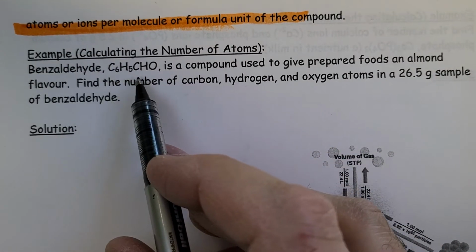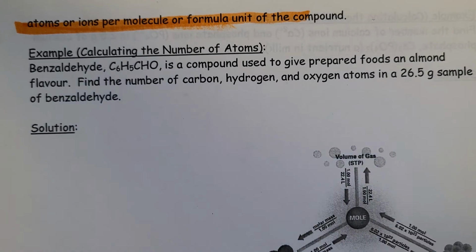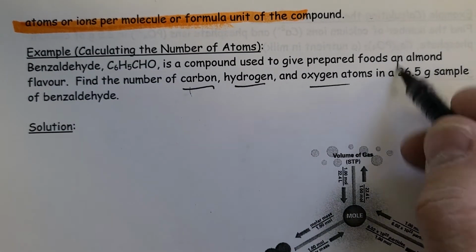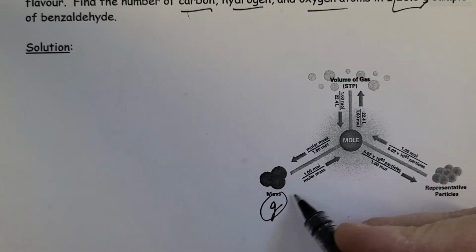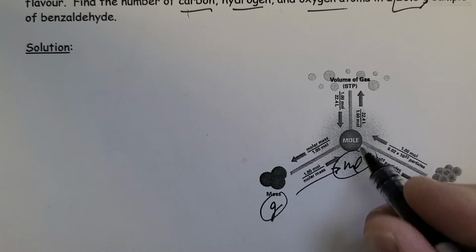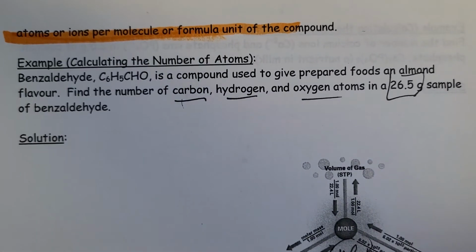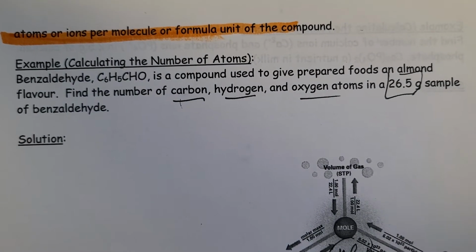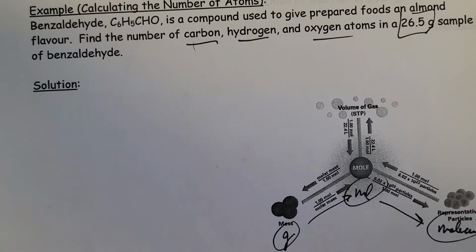Benzaldehyde, C6H5CHO, is a compound used to give prepared foods an almond flavor. Find the number of carbon, hydrogen, and oxygen atoms in a 26.5 gram sample. So we're going to go from grams to moles, and then this is a molecule, so we're going to go to molecules. It's the same thing that we did previously, and then from there we'll take a look at the extra stuff that we're going to have to do.